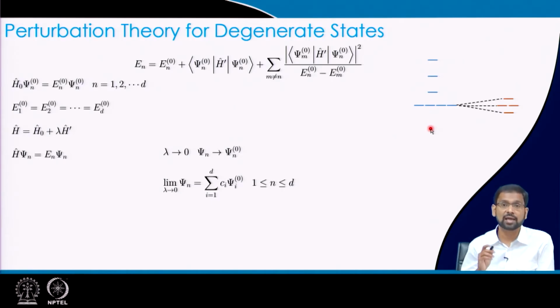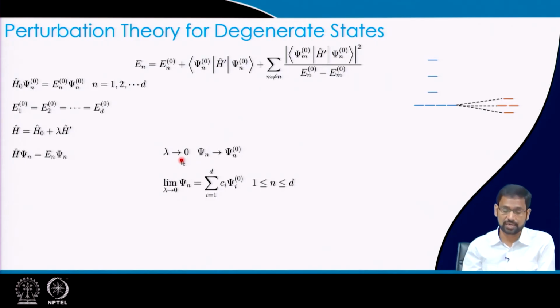So, therefore, I cannot guarantee that when I backtrack from the perturbed system to the unperturbed system, I will reproduce my starting state. I would come back to some combination of these states which corresponds to the same energy, but the wave function will not smoothly converge from perturbed system to unperturbed state. So, that introduces a difficulty.